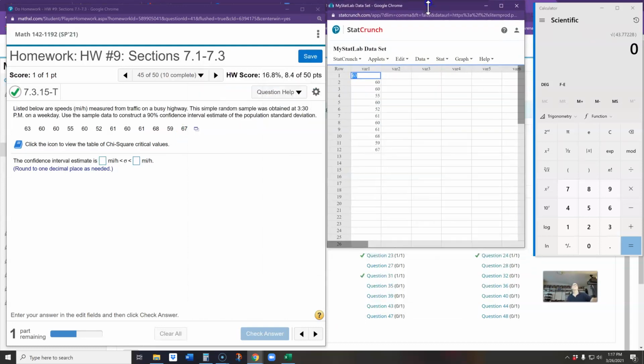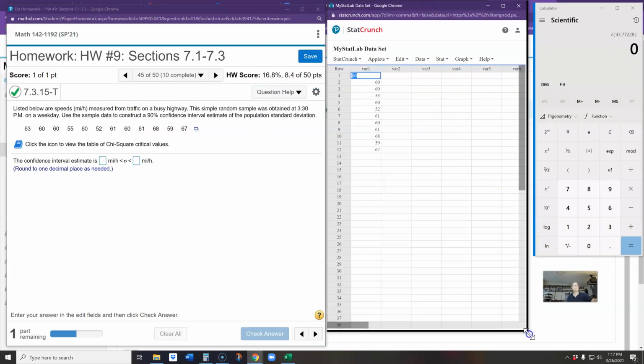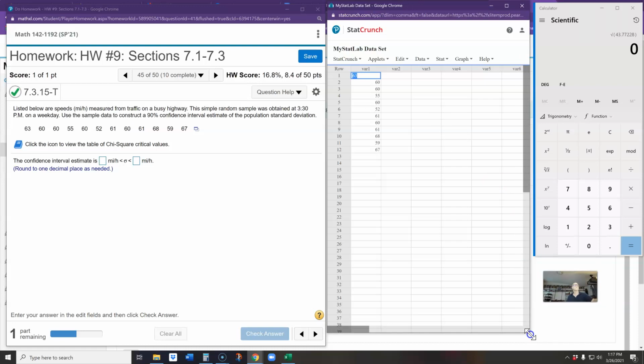And so it's not a big data set, but once it's in StatCrunch, what do we care? StatCrunch is going to do all the work. Okay, so to come up with... we want to give an estimate of the standard deviation of the population. That's what that sigma symbol is.